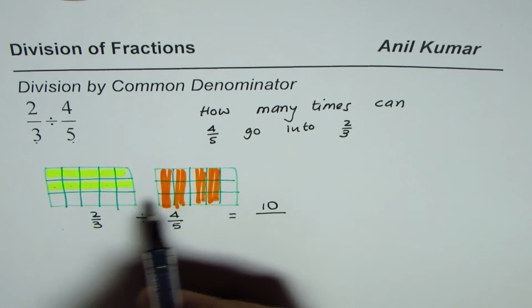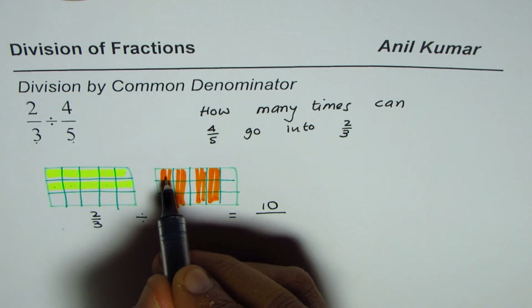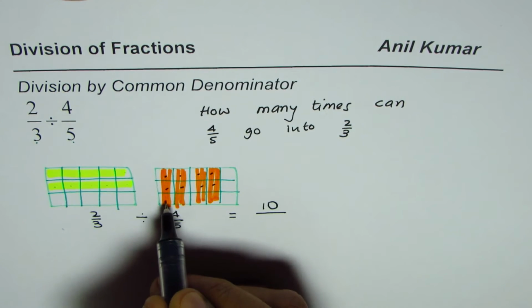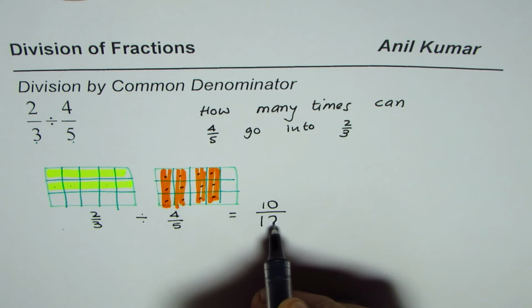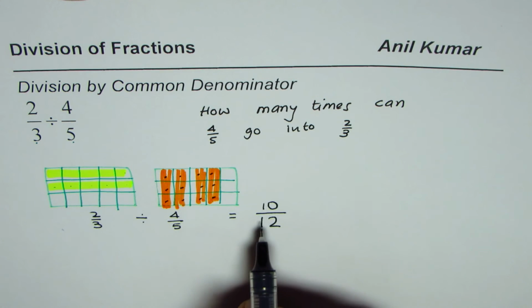So we can write this as 10 over how many are here. So how many of these go into those? That means 10 divided by these. So we have 1, 2, 3, 4, 5, 6, 7, 8, 9, 10, 11, 12. So it is 10 divided by 12. So 2 over 3 divided by 4 over 5 is 10 divided by 12.